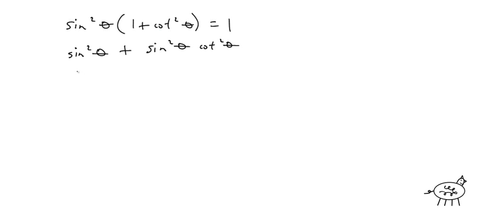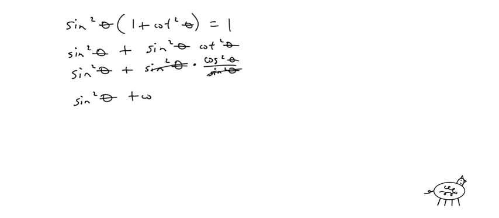Okay, and this one I can't really do too much, so sine squared of theta plus sine squared of theta times cosine squared of theta over sine squared of theta. Sine squares cancel out. I get sine squared of theta plus cosine squared of theta equals 1. Now as long as you can use one of your identities, you can substitute sine squared of theta plus cosine squared of theta equals 1. So 1 equals 1. Check mark.